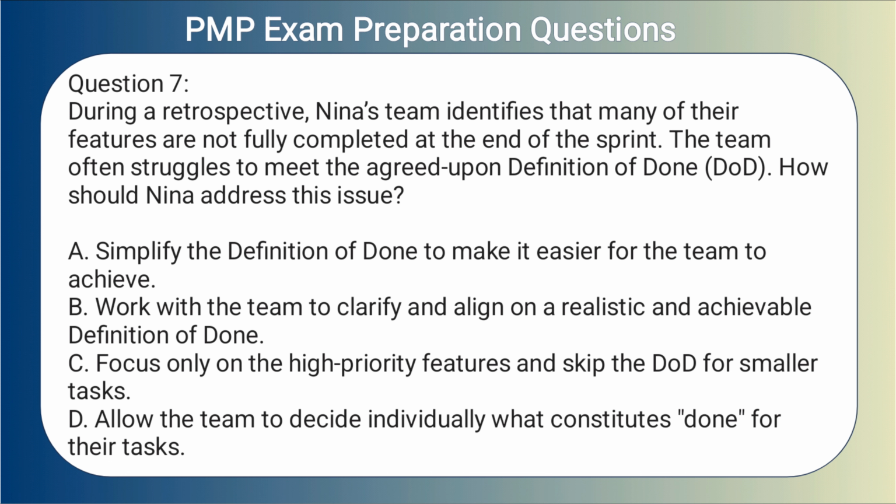A. Simplify the definition of done to make it easier for the team to achieve. B. Work with the team to clarify and align on a realistic and achievable definition of done. C. Focus only on the high-priority features and skip the DoD for smaller tasks. D. Allow the team to decide individually what constitutes done for their tasks.